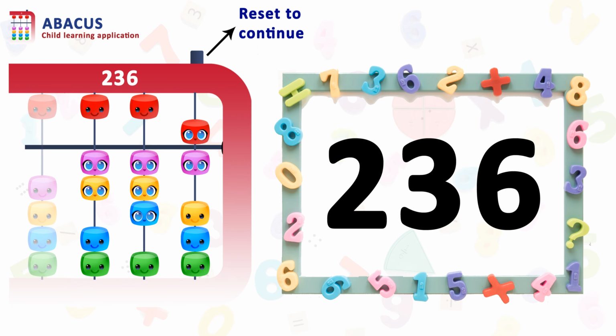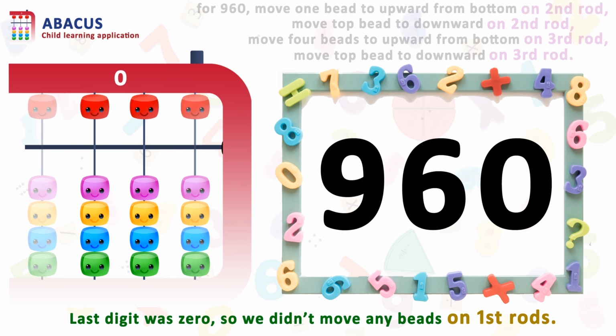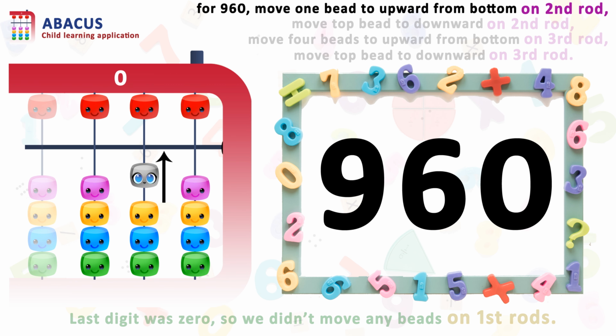Reset to continue. Here we have some more examples. So let's set 960. For 960, the last digit was 0, so we didn't move any bits on the first rod. Now move one bit upward from the bottom on the second rod.